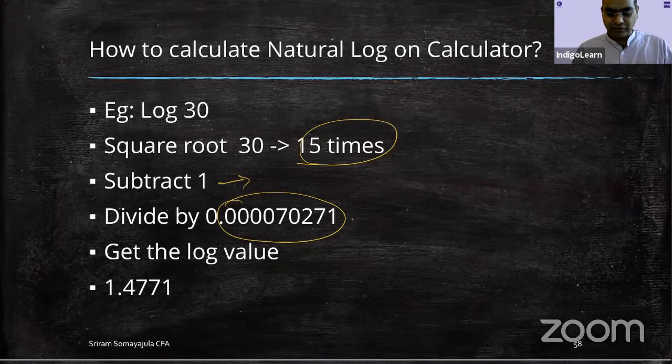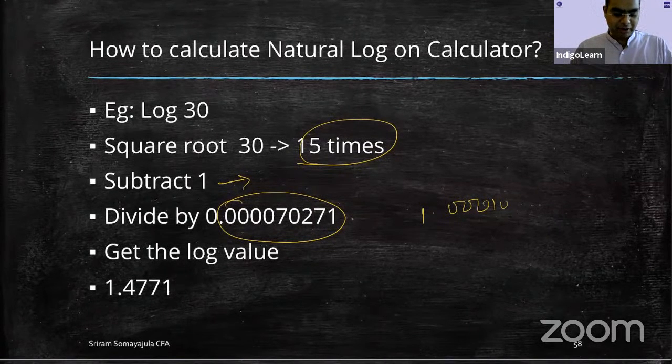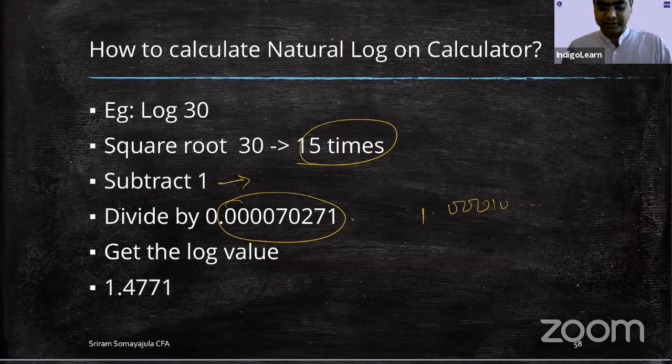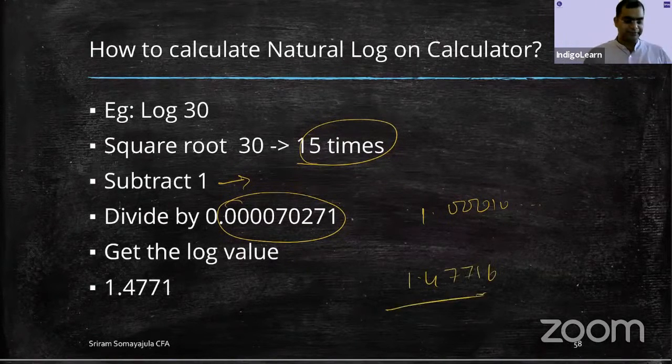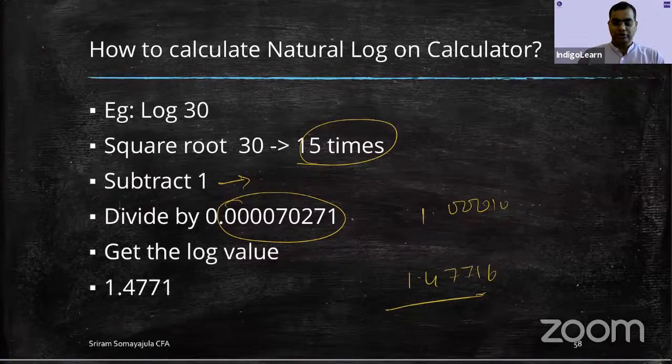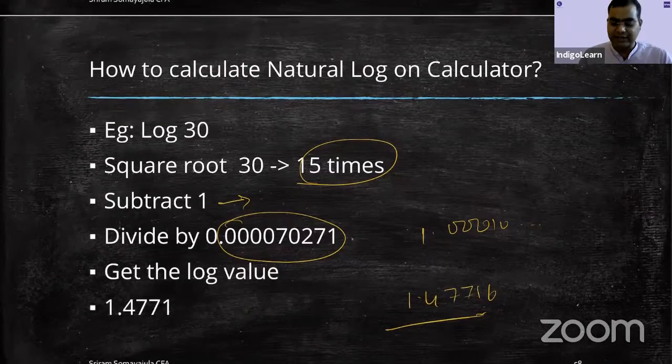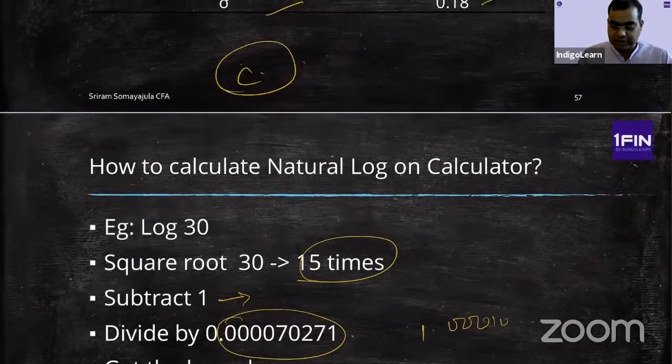So you will get 1.00010 something. Then you subtract 1. Then whatever is the result, you divide by 0.123470271. You have to remember this one particular number. If you do this, you will get the log value, which is 1.47716 or something like that. If they don't give it to you, ideally they will give it in the exam. But in case they don't, you have to use this formula.